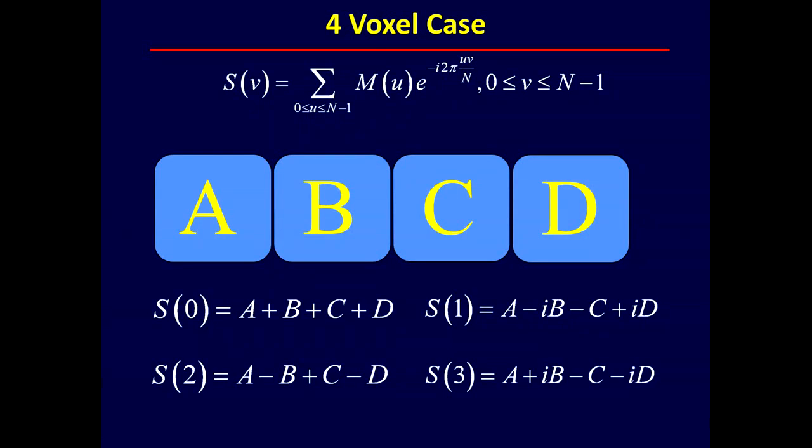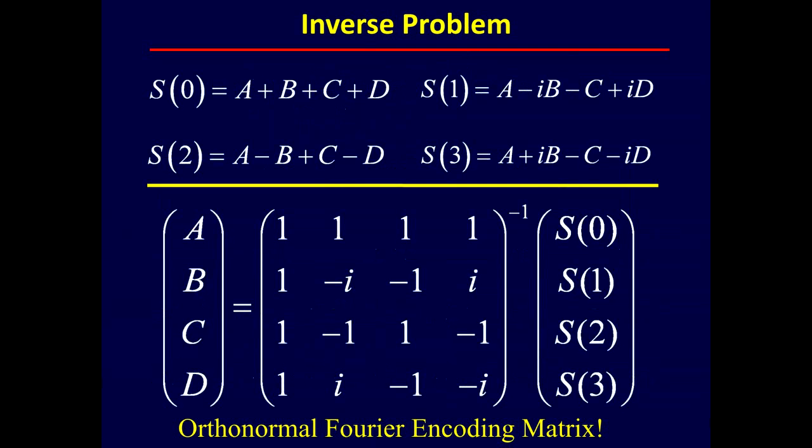What I'm trying to tell you is that these are standard Fourier encoding. If you look at the equations here, obviously it gets a little bit more complicated. But the encoding matrix before was 2x2, now it's 4x4. But these are still what we call the Fourier encoding matrix. It's an orthonormal matrix, and you can invert it very easily. Okay, you follow the same thing.